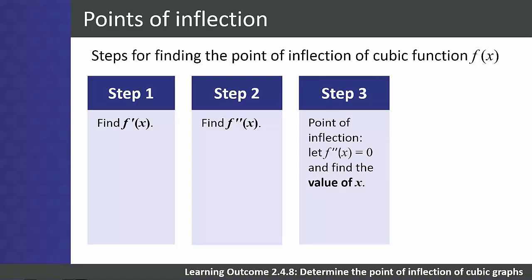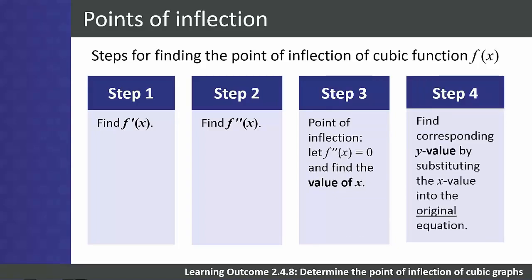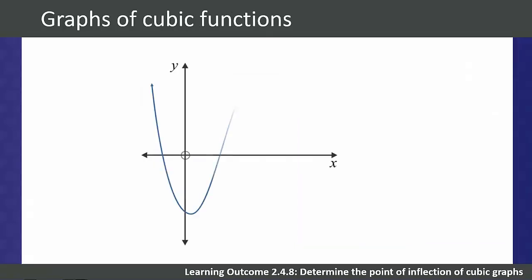This is to find the point at which the graph of the derivative has a gradient of 0. Step 4. Find the y value at this point by substituting the x value back into the original equation and solving. You now have the coordinates of the point of inflection. Look at this diagram of a cubic function.